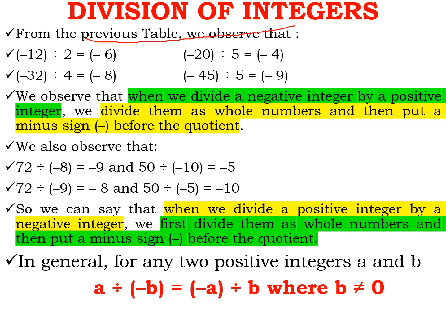We also observe that 72 divided by minus 8 is equal to minus 9 and 50 divided by minus 10 is minus 5. 72 divided by minus 9 is minus 8 and 50 divided by minus 5 is minus 10. So we can say that when we divide a positive integer by a negative integer, we first divide them as whole numbers and then put a minus sign before the quotient. In general, for two positive integers a and b, a divided by minus b is equal to minus a divided by b, where b is not equal to 0.